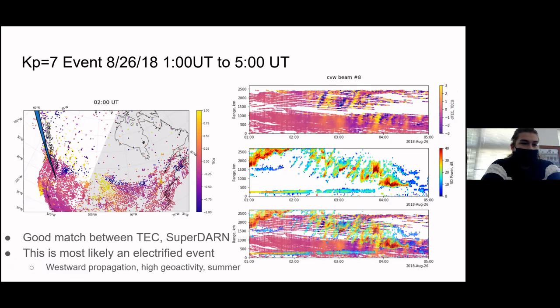And they match up pretty much 1 to 1. It's actually surprising how well they match up in this case. I should point out that both events I've shown you so far were during the summer, during high geoactivity times, and kind of towards the dusk-ward sector, although this one's a little more towards the bay side. Yeah, so the bay side is over here.